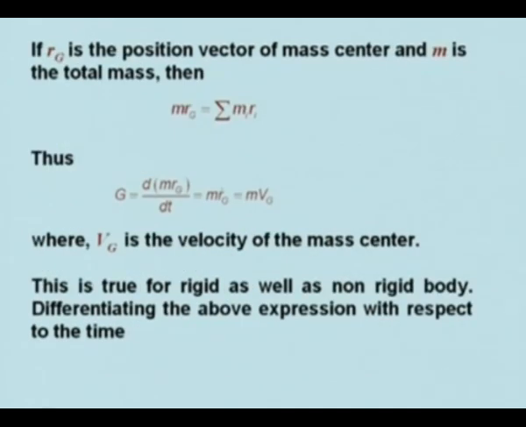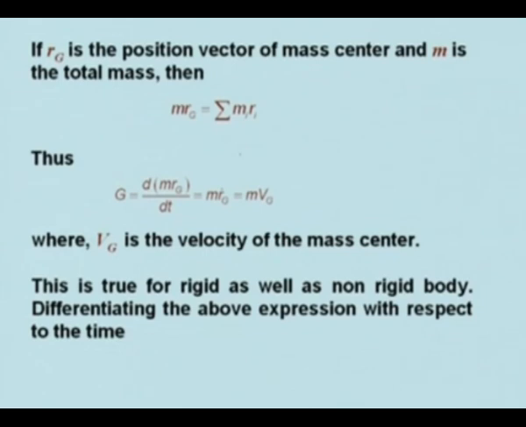Now, if rg is the position vector of the mass center and m is the total mass, then m times rg is equal to sigma mi times ri. Thus, we have d(m rg)/dt is equal to m r dot g is equal to m vg, where vg is the velocity of the mass center of the particles.